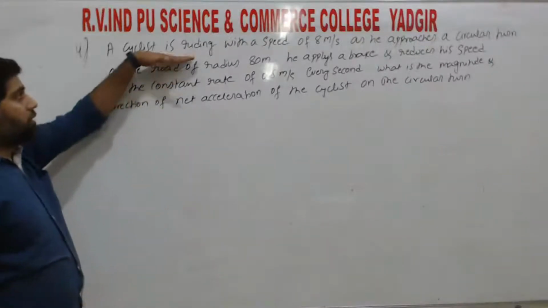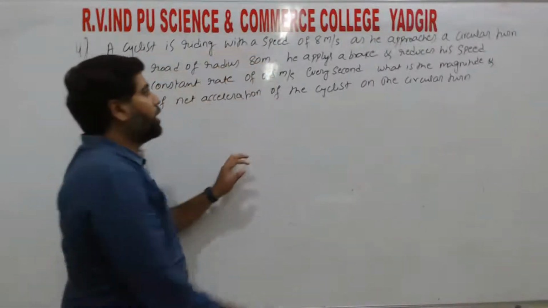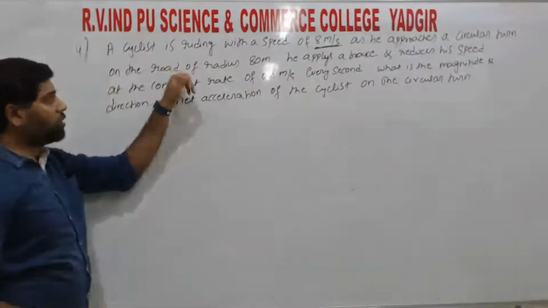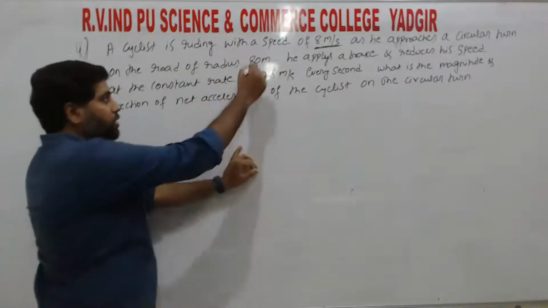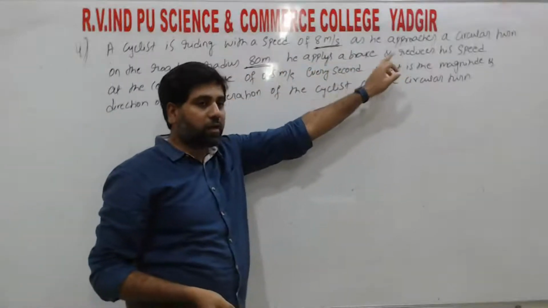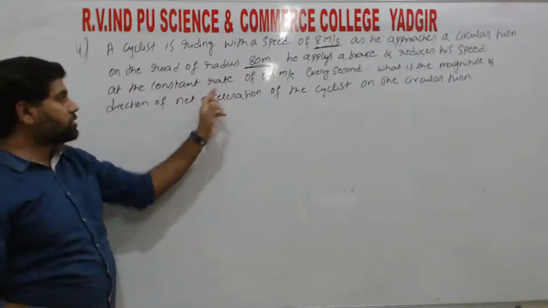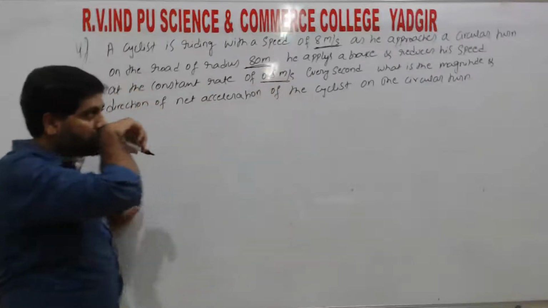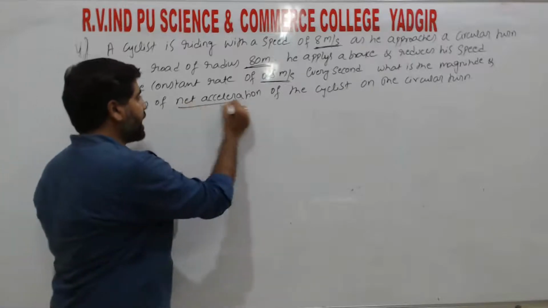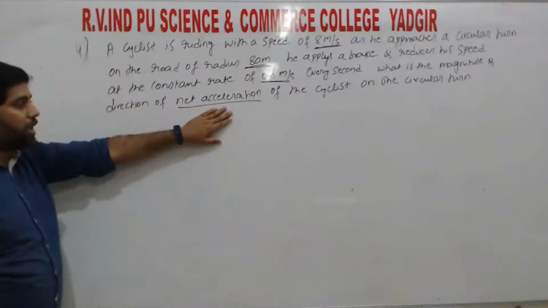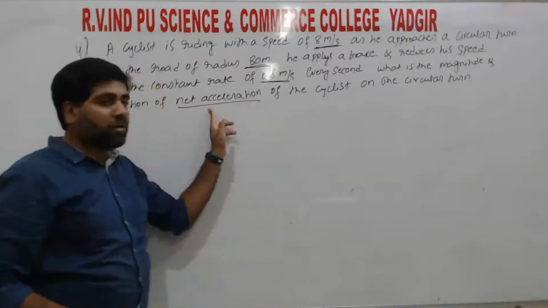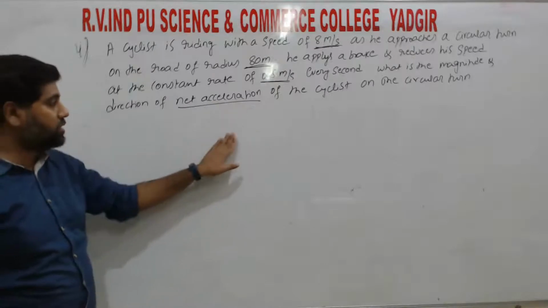So the question is, a cyclist is riding with a speed of 8 meter per second, and as he approaches a circular turn on the road of radius 80 meter. Now he applies a brake and reduces his speed at a constant rate of 0.5 meter per second every second. So here, what is the magnitude and direction of the net acceleration? There is a difference between the centripetal acceleration and the net acceleration, right? We need to find the magnitude and direction of the net acceleration, right?